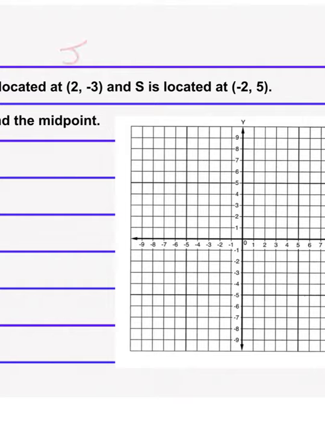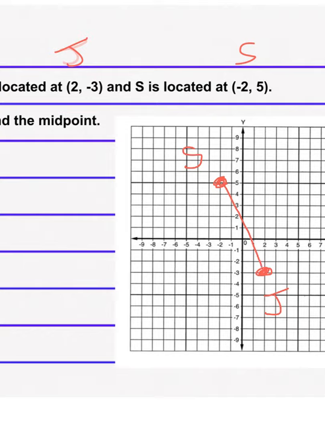So let's put point J at (2, -3). Point S is located at (-2, 5), so left 2 and up 5. Okay, and I'm going to connect them.